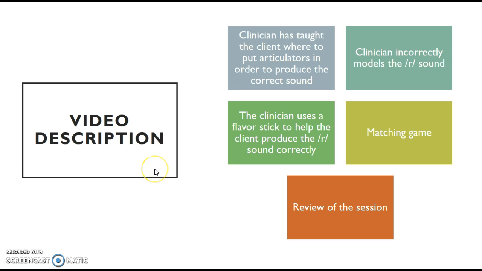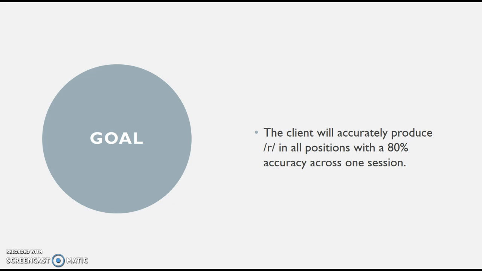A description of the video. The clinician has taught the client where to put articulators in order to produce the correct sound. The clinician incorrectly modeled the R sound to the client. The clinician uses a flavor stick to show the client where the articulators are on the tongue to correctly produce the R sound. They played a matching game and they reviewed the session.